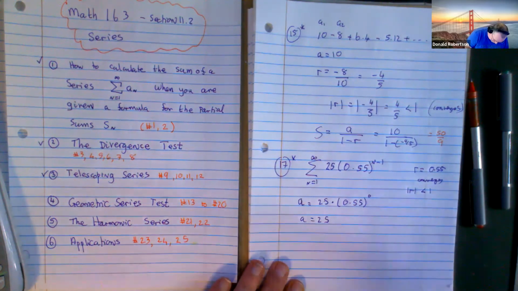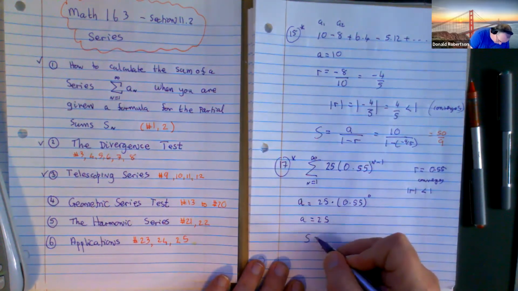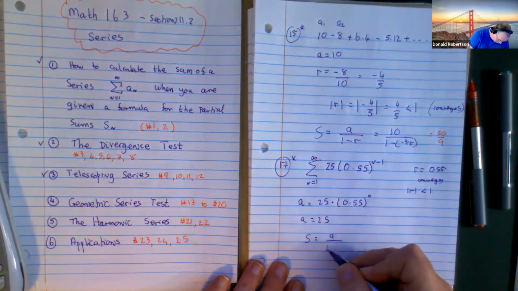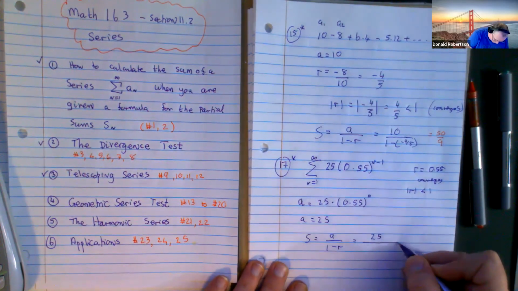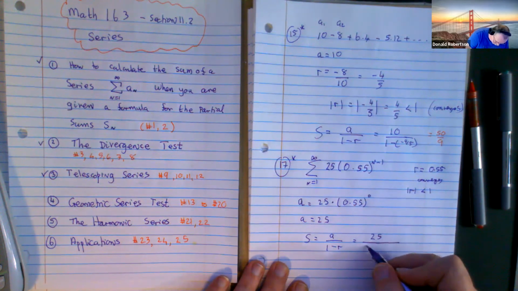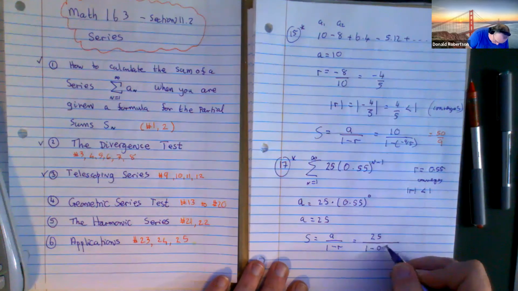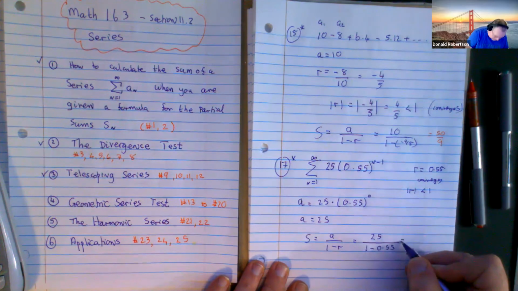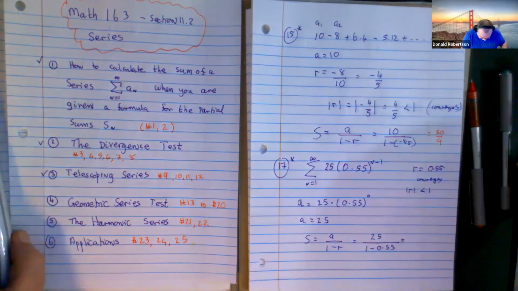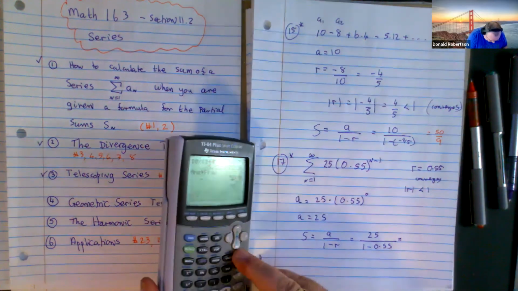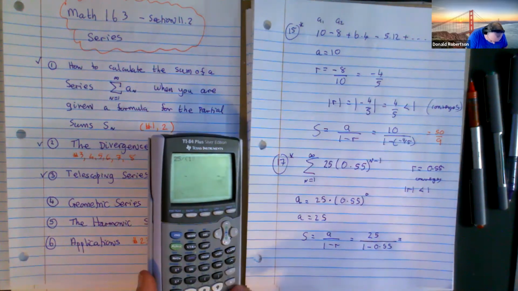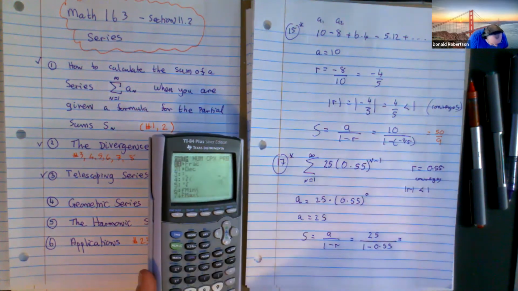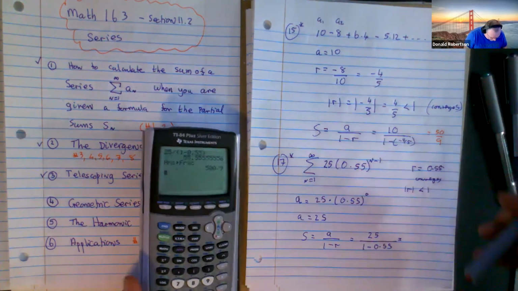Part B is, what does it converge to? Well, whatever A over 1 minus R gets us. And so that's 25 over 1 take away 0.55. And that is probably best done on the calculator again. So 25 divided by 1 take away 0.55. And let's see if it becomes a nice fraction. Oh, it's a nice fraction.